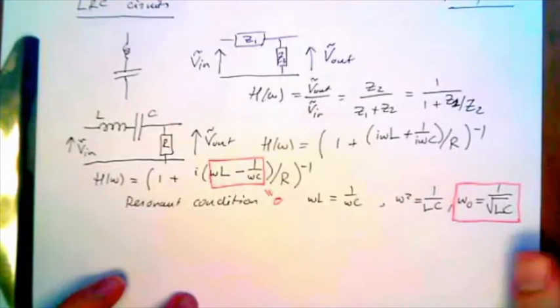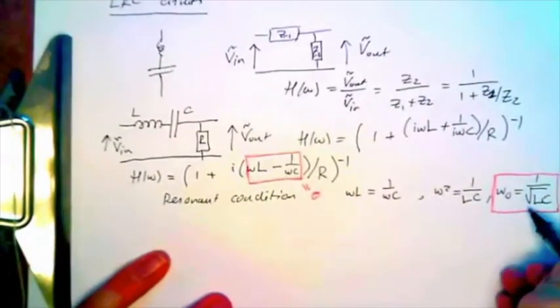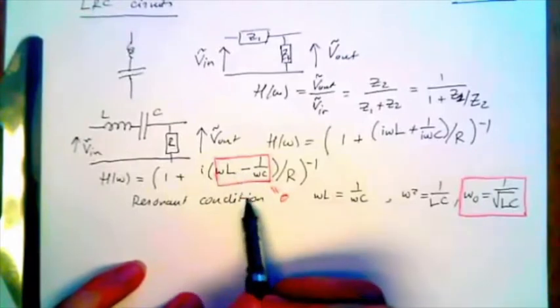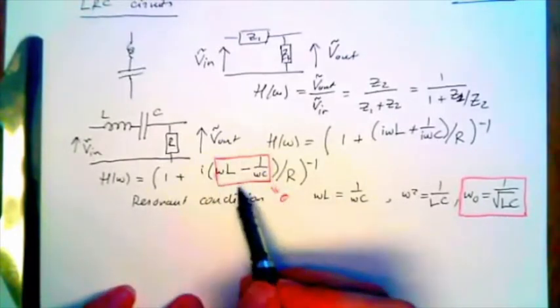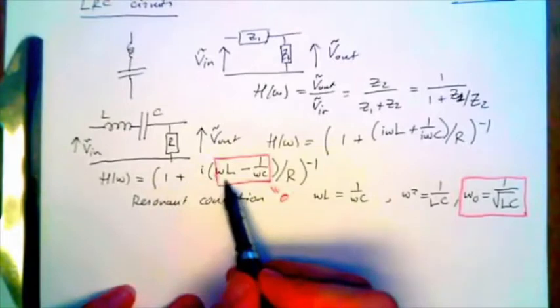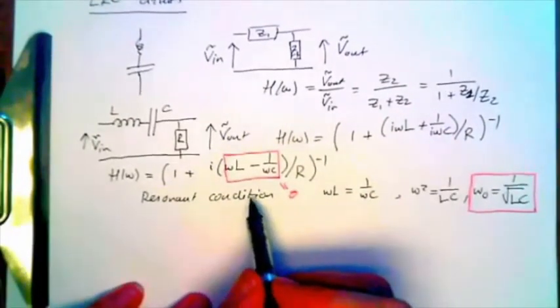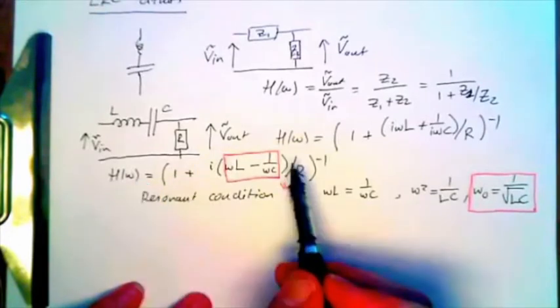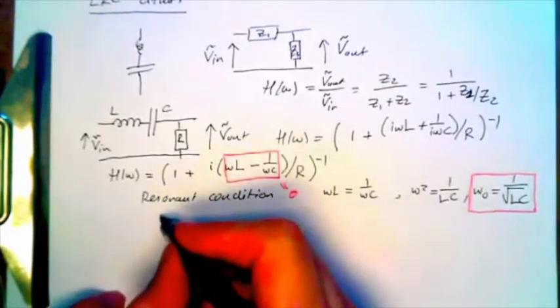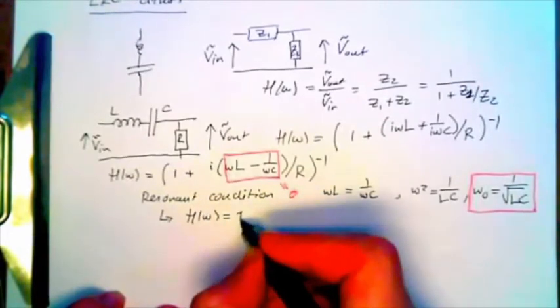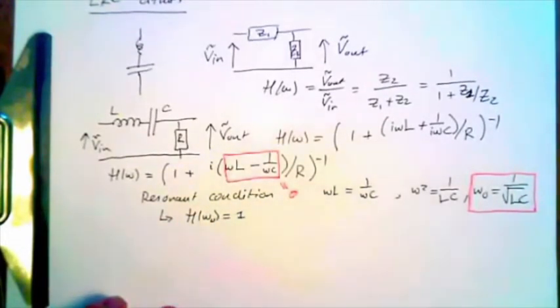All right. Now, that's the resonance. So what does that mean for the transfer function? Well, at resonance, this impedance goes to 0. So 1 plus 0 is 1. Take the inverse, it's 1. So at resonance, the transfer function is perfectly transmitting. So it is 1 at omega naught.